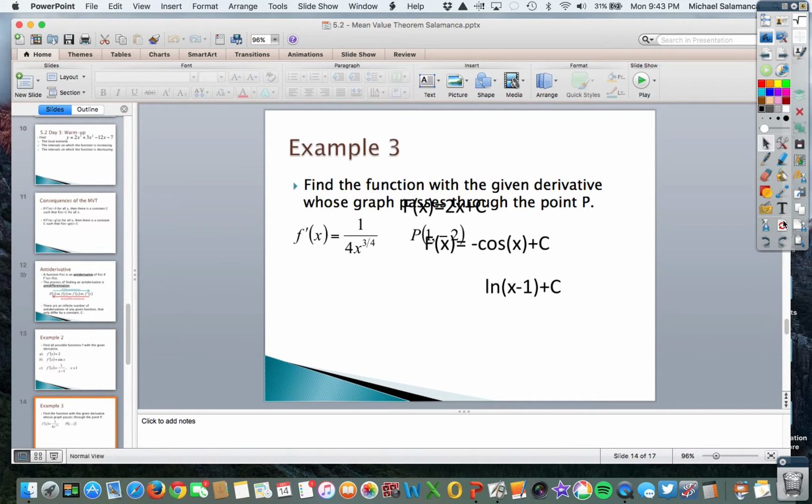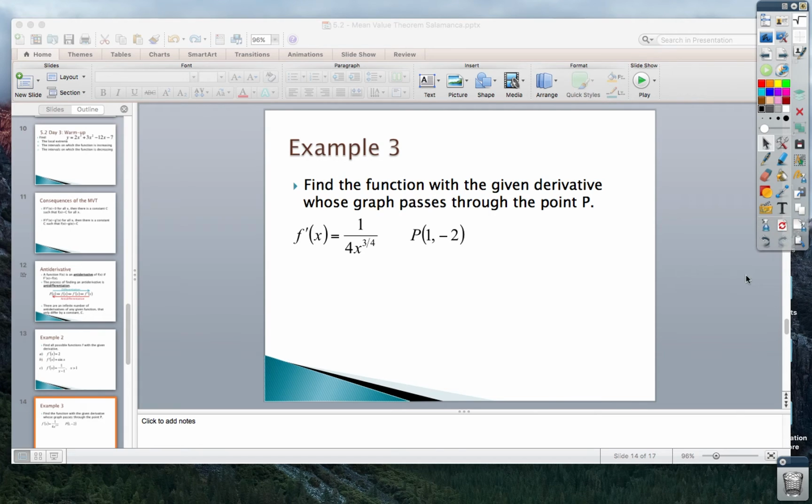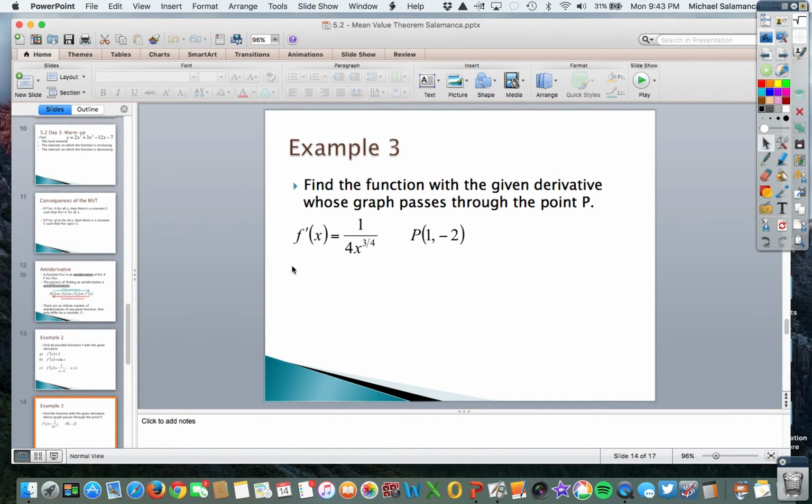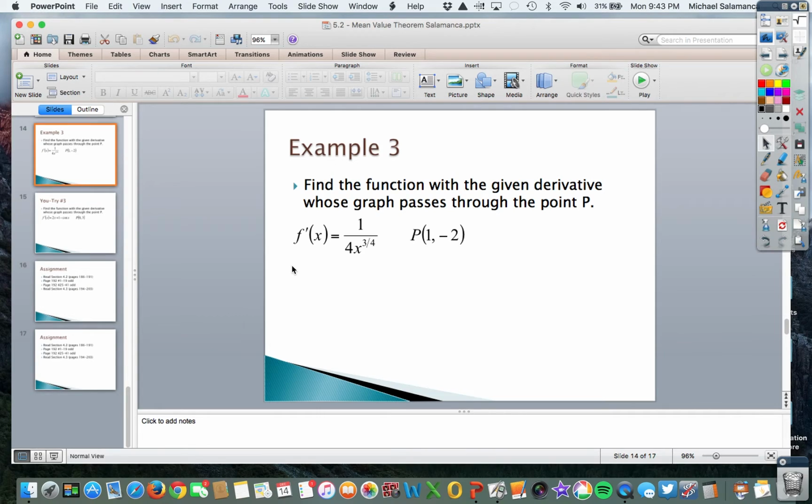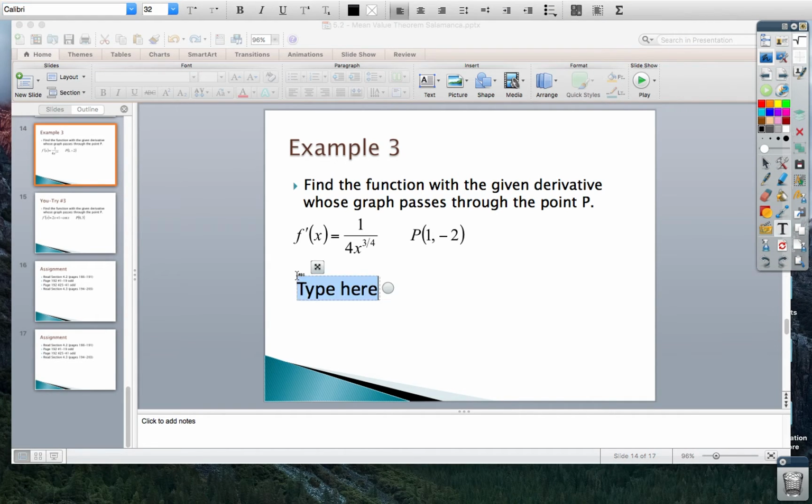Let's try another one now. Find the function with a given derivative whose graph passes through the point P. So this looks like a difficult problem, but it's really not. What we're going to do is find the antiderivative here. So for this one, f of x equals, first thing we're going to do is rewrite this as 4 times x to the negative 3/4.